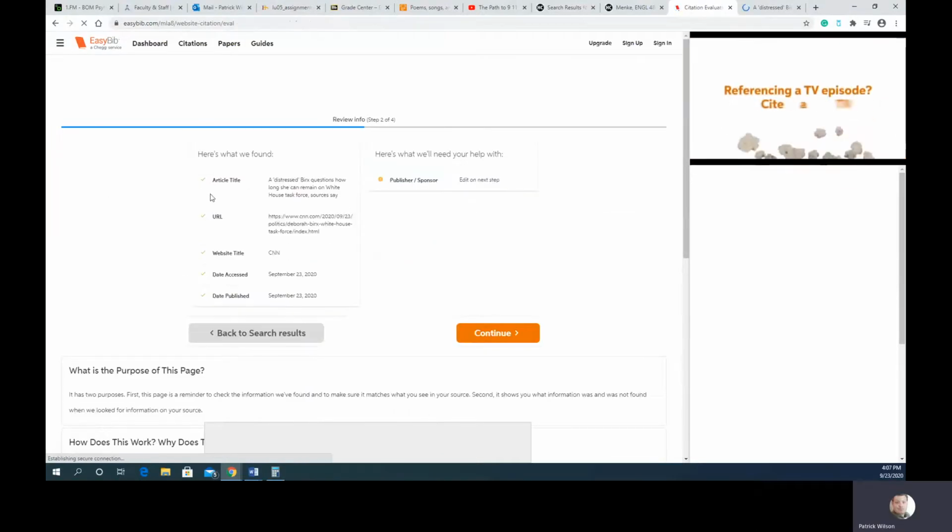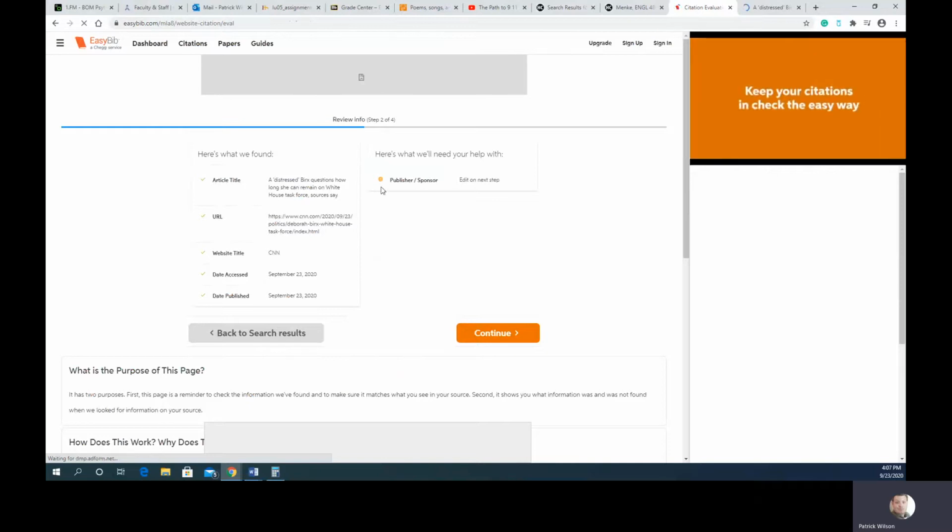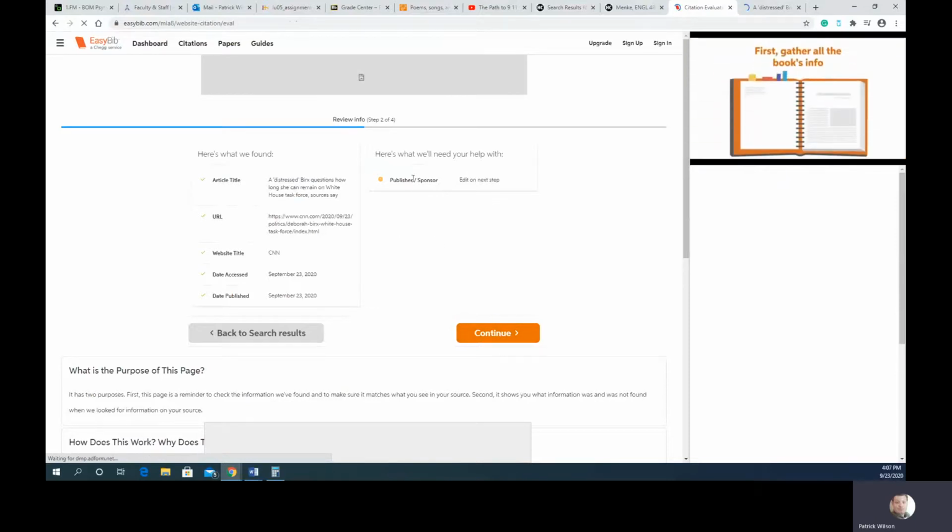And notice here on the left, you might not be able to see, but there are green check marks. That's basically saying the program has done that for you, so you don't have to worry about typing or locating that stuff. The stuff over here in orange, you may have to go back and look at. Sometimes EasyBib will do it once you hit continue. But if not, you may have to go back to that web page or that source and start investigating that page to see if you can find, in this case, the publisher or the sponsor.